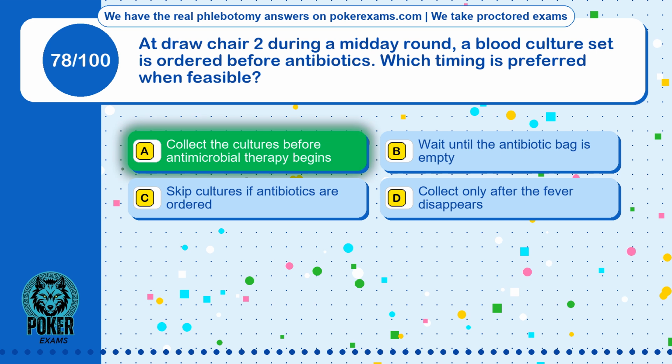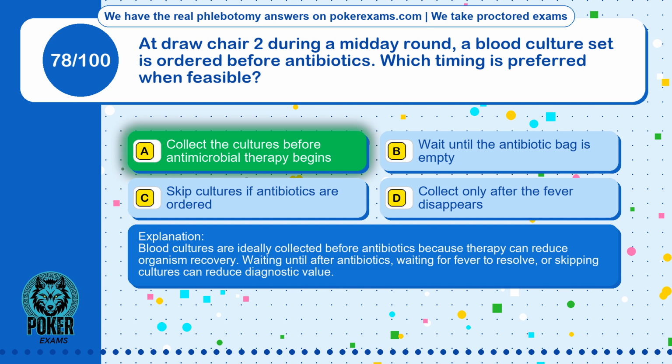The correct answer is option A. Collect the cultures before antimicrobial therapy begins. Blood cultures are ideally collected before antibiotics because therapy can reduce organism recovery. Waiting until after antibiotics, waiting for fever to resolve, or skipping cultures can reduce diagnostic value.